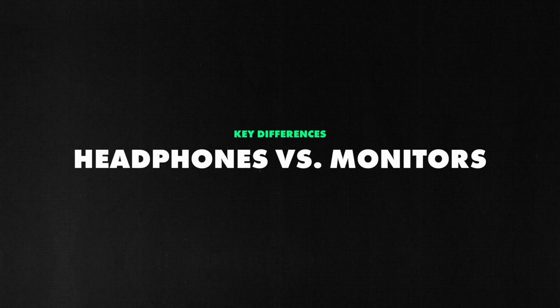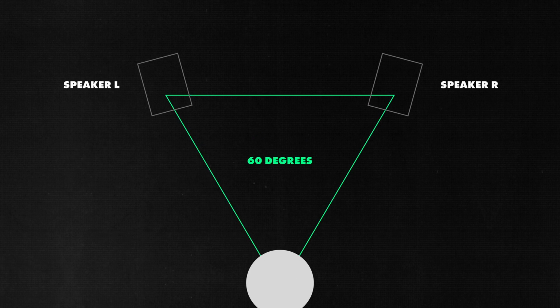First is the stereo image. With a stereo speaker setup, you can pan a source all the way to the left or all the way to the right, but the furthest it will go is about 30 degrees off center. In other words, you're working with a stereo field that's about 60 degrees wide. On the other hand, headphones have a stereo width of 180 degrees. That means if you make panning decisions in headphones, you might be surprised by how much narrower they come across when played back through speakers.